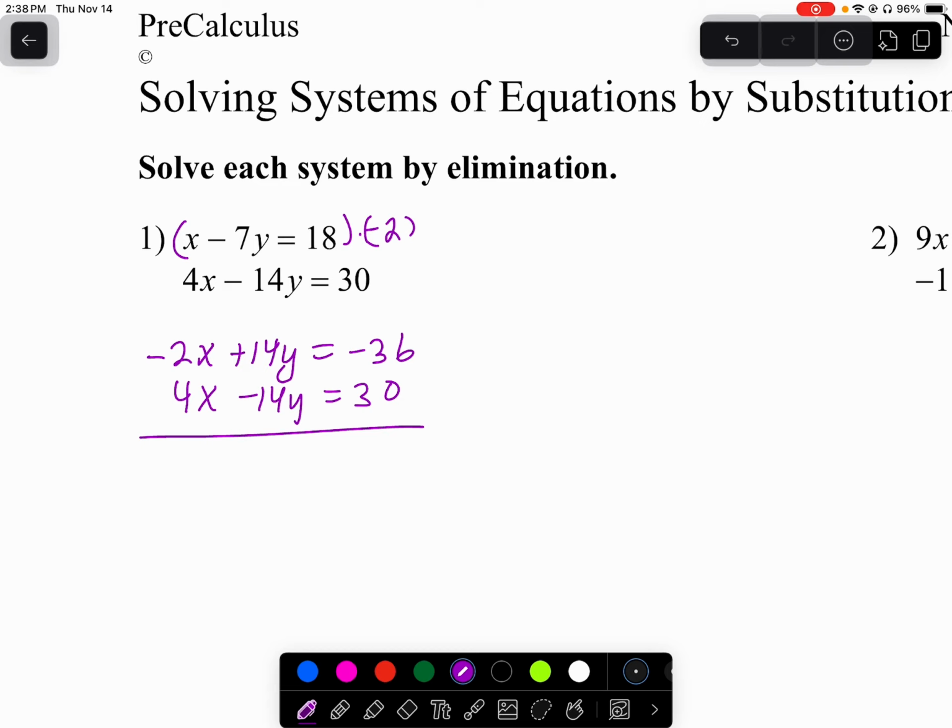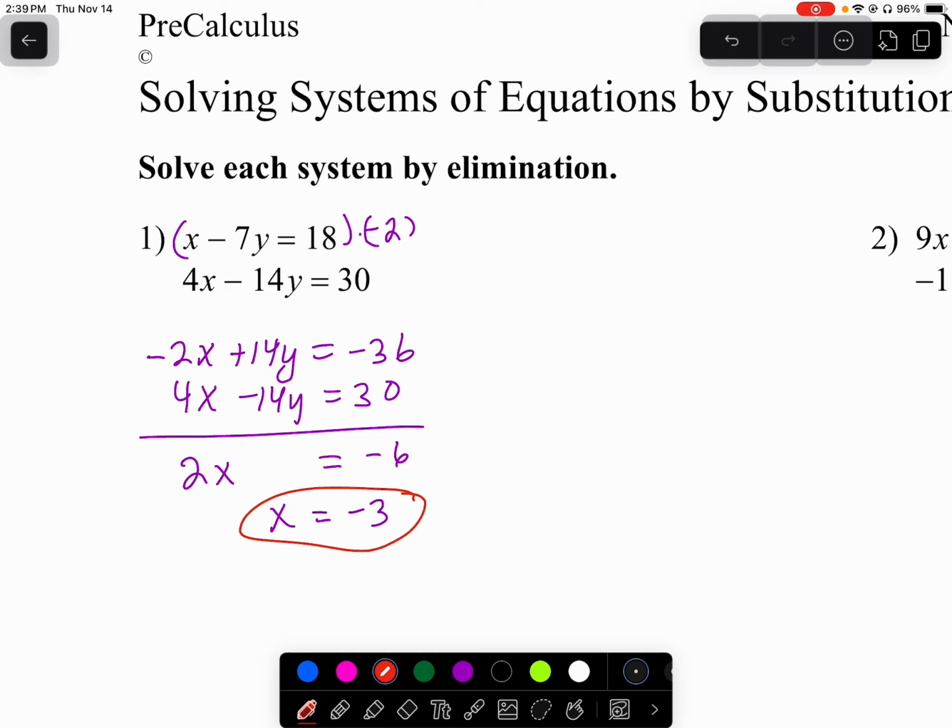Now, when we add these two equations, if all was right with the world, one of our variables should disappear. So we get 2x. Our y's go away. They cancel out. Equals negative 6. So x equals negative 3. Now, we want the point at which we have an intersection. So now we're going to take this point and plug it into any of our equations.